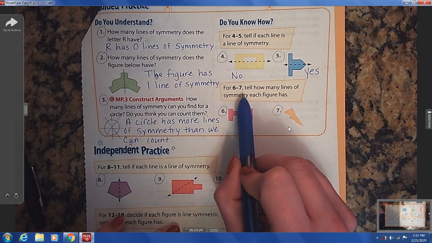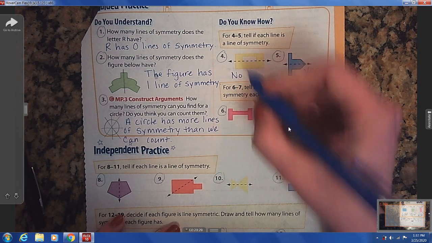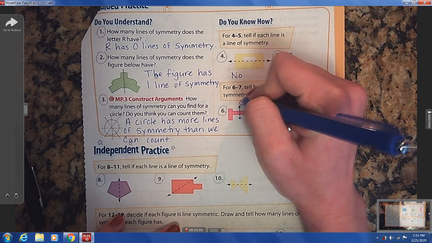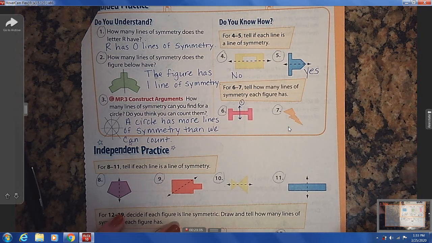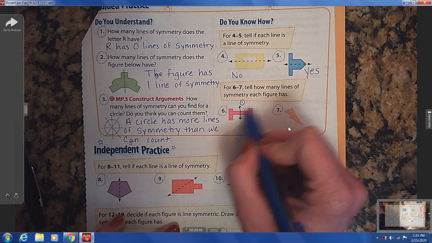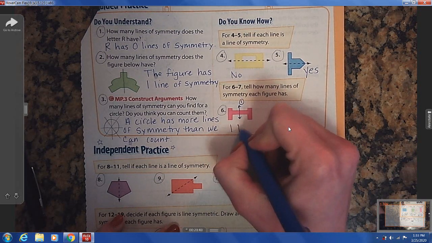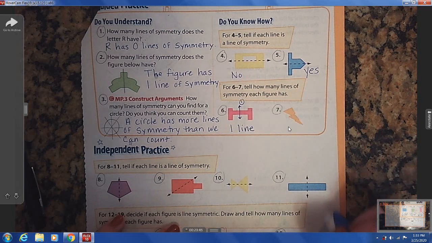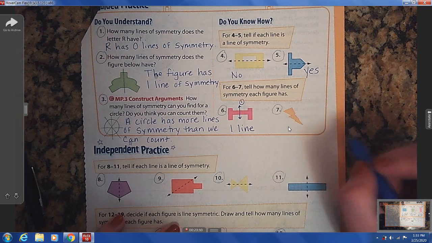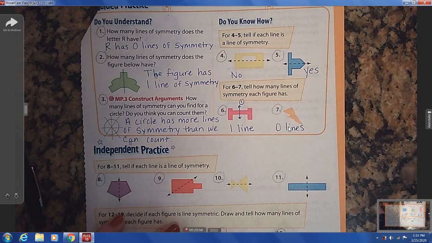For 6 and 7, tell how many lines of symmetry each figure has. Well, for number 6, I could fold it about right here, and that would be 1. But if I tried to fold it kind of here, that wouldn't work. We can't fold it diagonally, so we're going to go with 1 line. And for number 7, this is a funky shape, a lightning bolt. It's going to have 0 lines of symmetry.